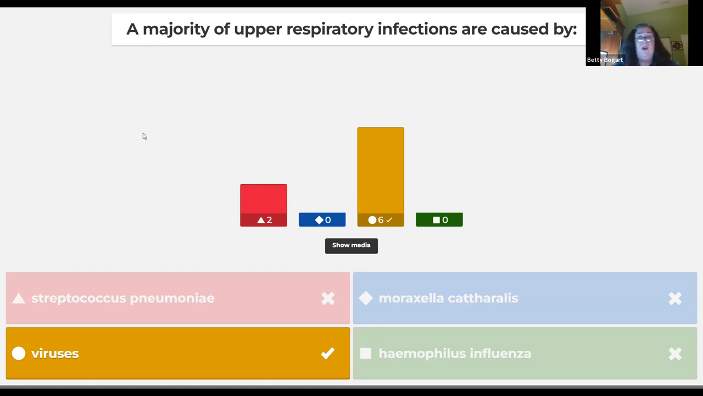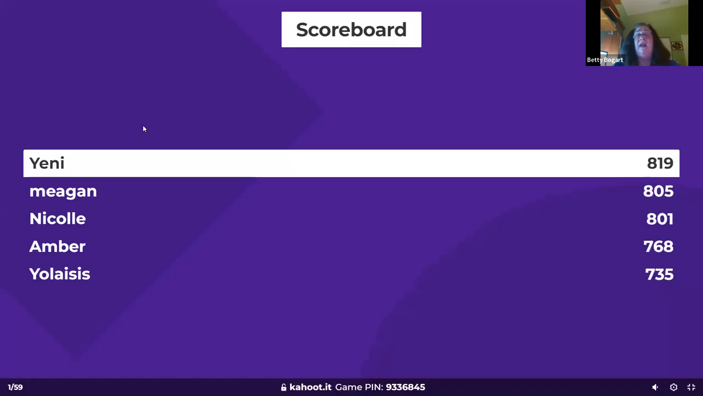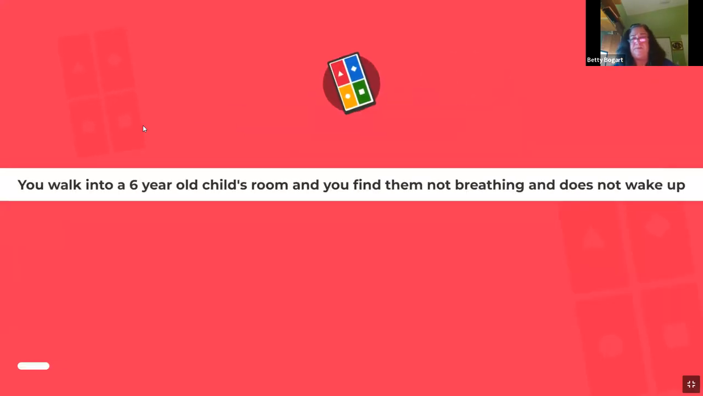So upper respiratories mostly are viral. That's why you go to the doctor's office, they don't give you antibiotics until you go back 3 or 4 days later, and then they will.